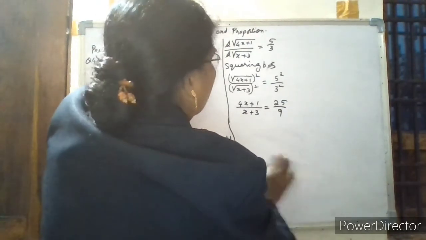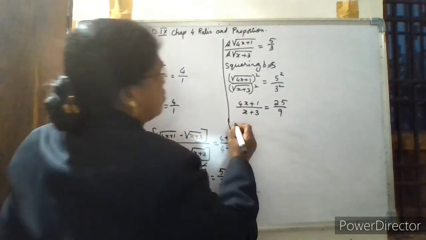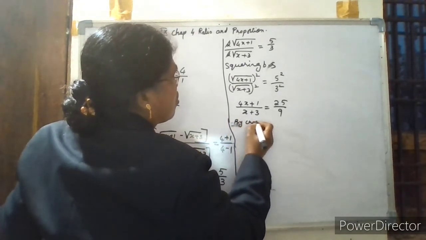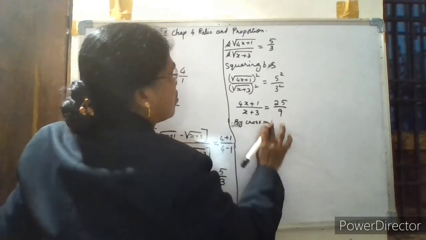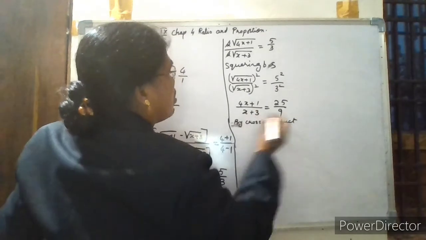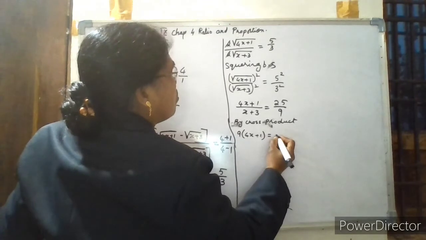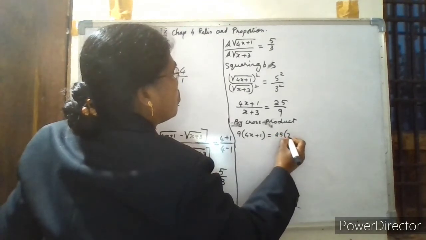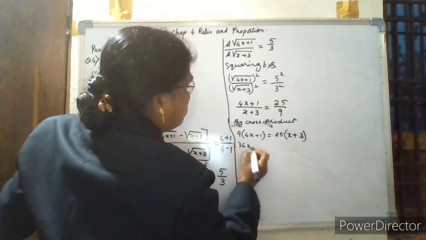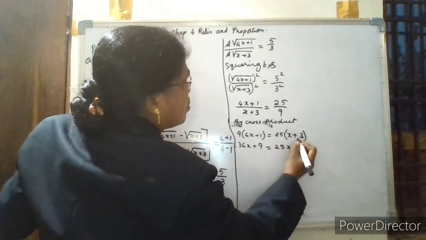So therefore here, now we can do cross multiplication, or cross product. 9 into 4x plus 1 is equal to 25 into x plus 3. So 9 4s are 36x plus 9 1s are 9, equal to 25x plus 25 3s is 75.